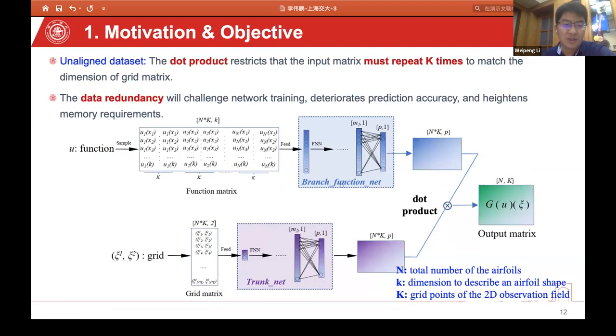But for the unaligned data, because the observation grid changes with different cases, different airfoils, the grid matrix here is enlarged. And also, to use the dot product, the dimension of the function matrix is also repeated by k times to match the dot product and get the right dimension of the output matrix. So the problem is that the data repetition will challenge the network training, deteriorate the prediction accuracy, and hit the memory requirement.